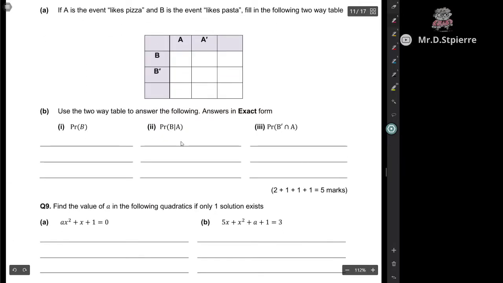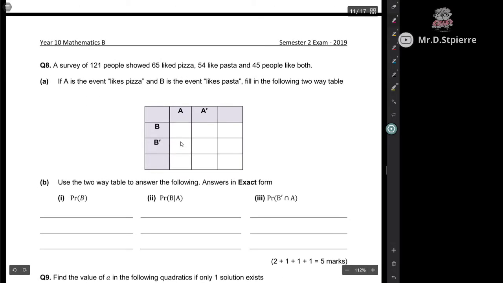Right. Question 8. A survey of 121 people showed 65 liked pizza, 54 liked pasta, and 45 people liked both. If A is the event likes pizza, B is the event likes pasta. So I'm just going to put that here, pizza up here, pasta over here. Fill in the following two-way table.